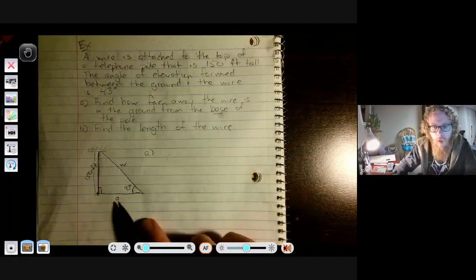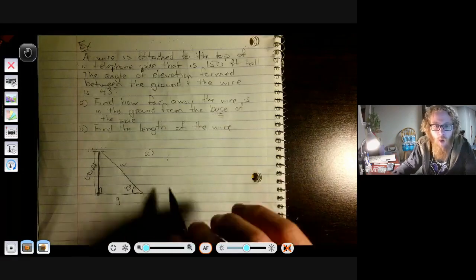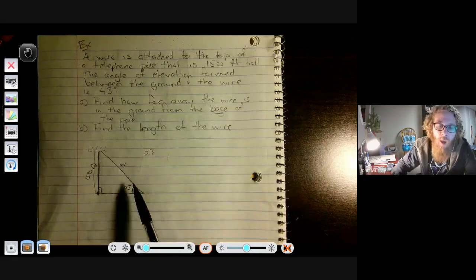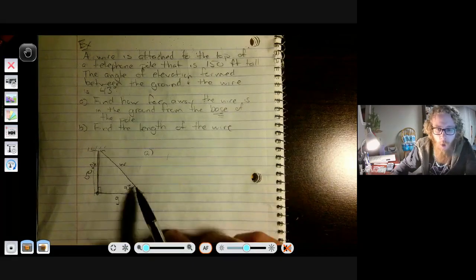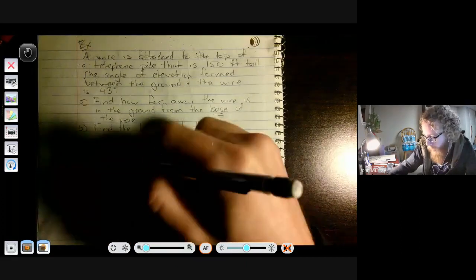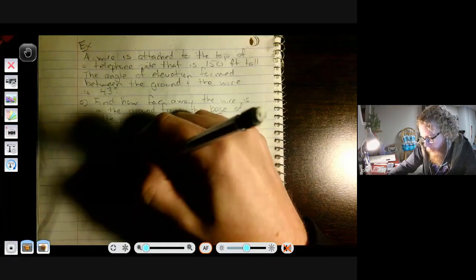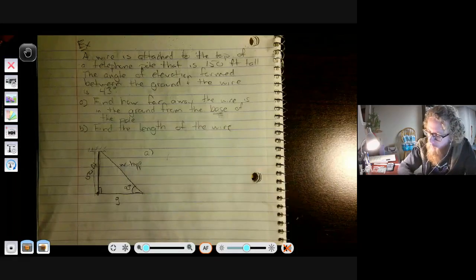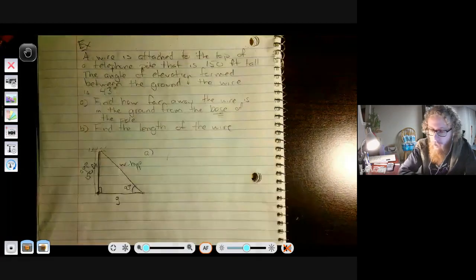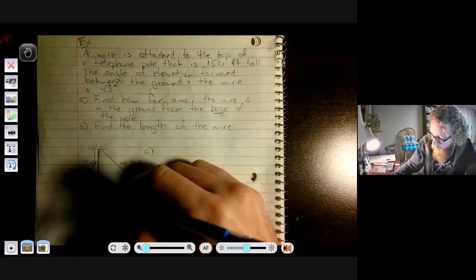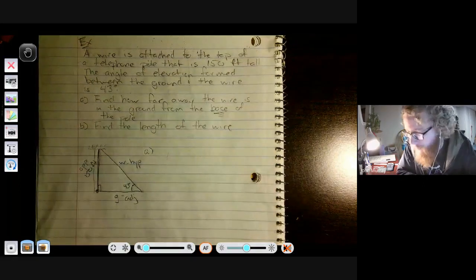All right, so for A, we're looking for G. We're looking for how far away this is from here. So here's my angle, 43 degrees. With reference to the 43 degrees, we want to label our sides. Obviously, W is our hypotenuse. The 150 feet, what we know, is across from the 43 degrees, so that is going to be our opposite, which leaves the ground part to be our adjacent.